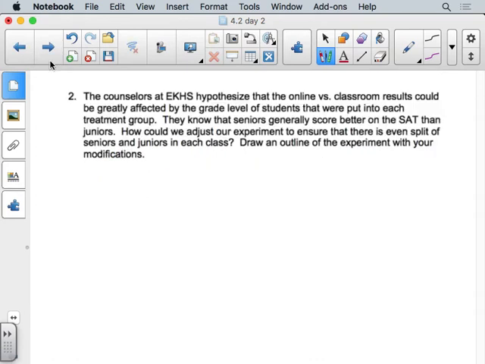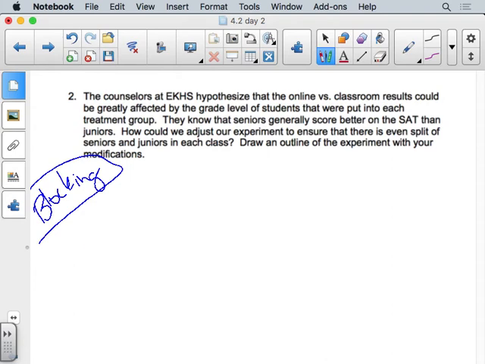So step number 2, the counselors hypothesize that online versus classroom could be greatly affected by the grade level of students. They know that seniors generally score better than juniors on the SAT. How can we adjust our experiment to ensure that there is an even split of seniors and juniors? Draw an outline. This is called blocking. This would be called a randomized block design. It's kind of like strata. They're pretty similar, but blocking is for experiments and strata is for sampling.